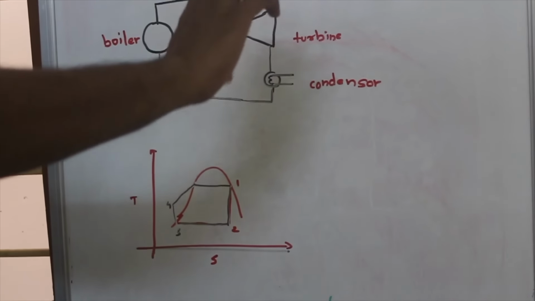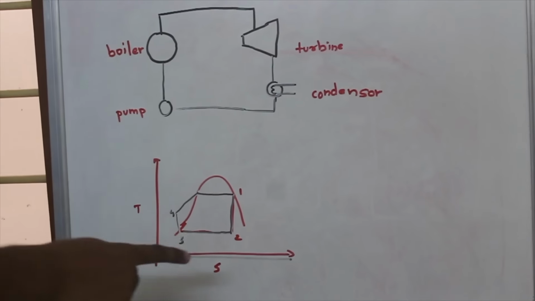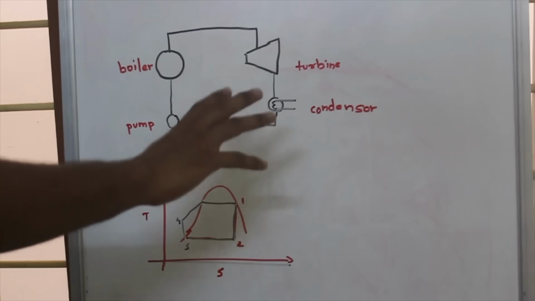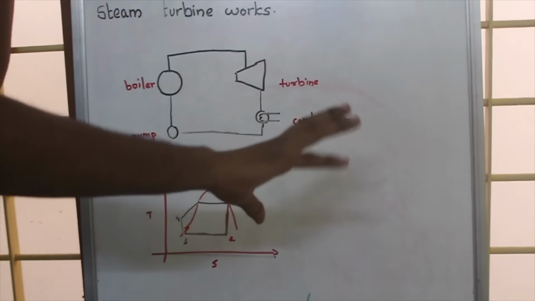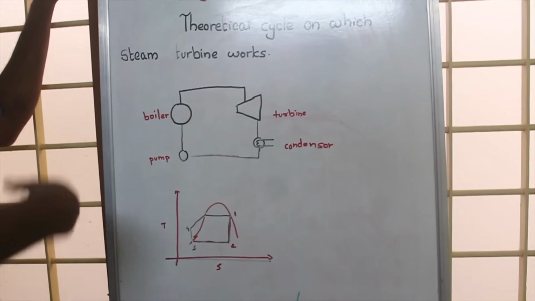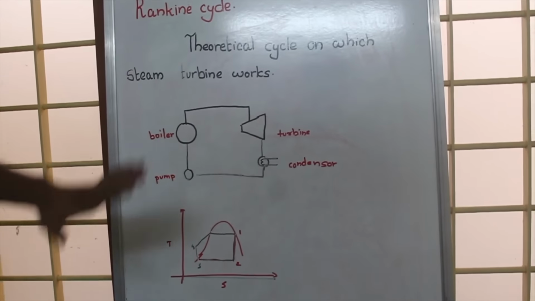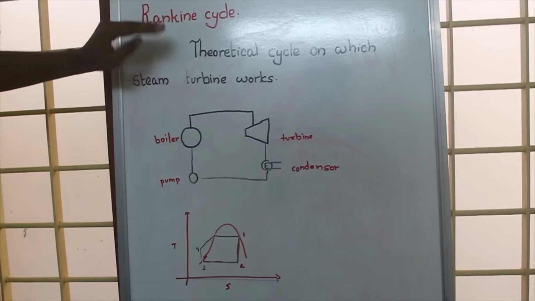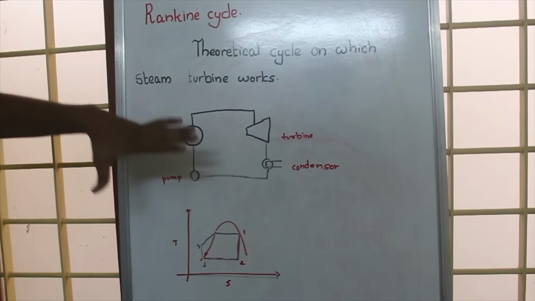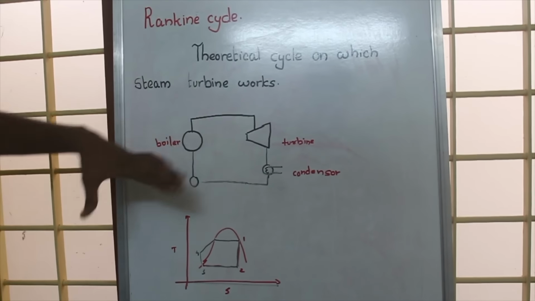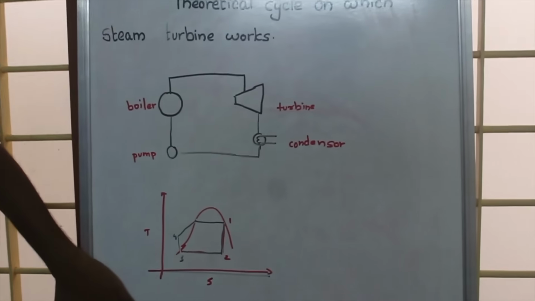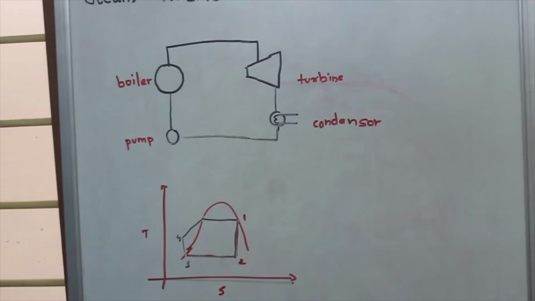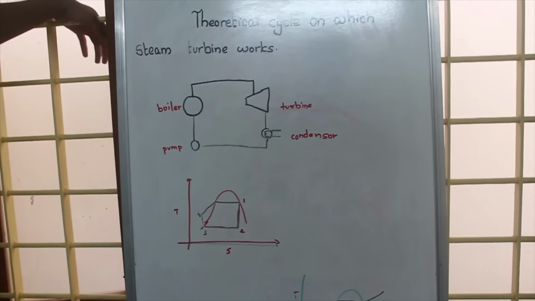At the turbine, there will be adiabatic expansion. That's an isentropic process, so here 1-2 is the adiabatic expansion. The work will be absorbed by the turbine and the entire process will continue. So this is what happens in an ideal theoretical steam turbine. The Rankine cycle is the one which describes the working of a steam turbine, represented by our TS diagram, which includes two adiabatic processes and two constant pressure processes. So this is how we can use the Rankine cycle in a steam turbine.